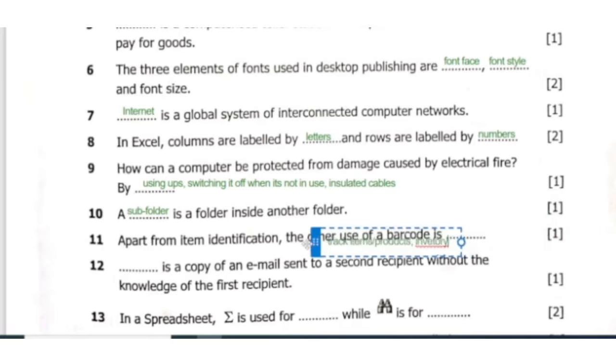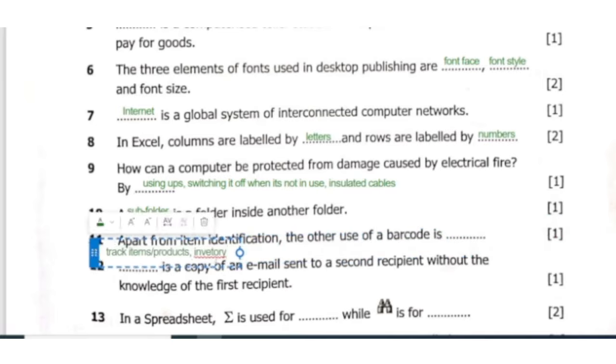So let me just drag this side so that, okay, what did I write? Inventory. Okay, inventory. You can use it for inventory to check the items you have. You can use the barcode to do that, and also to do a stock record, inventory and stock record. Okay, so I've said tracking items or product, inventory and stock record.